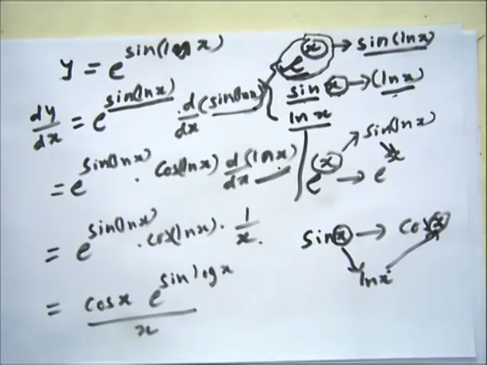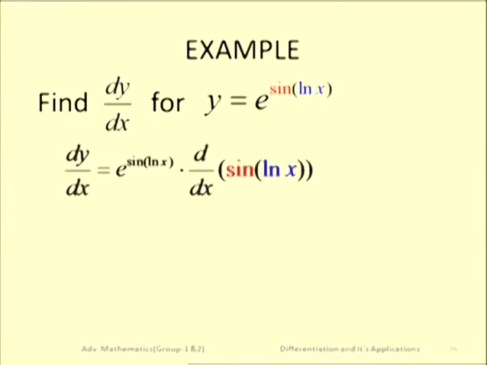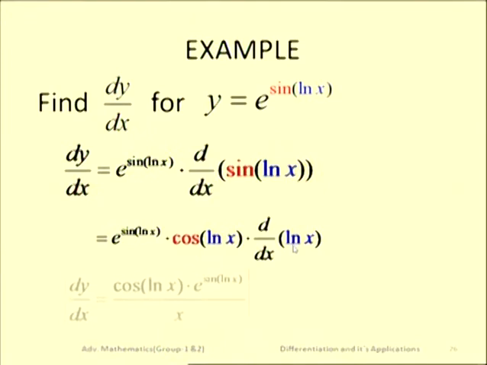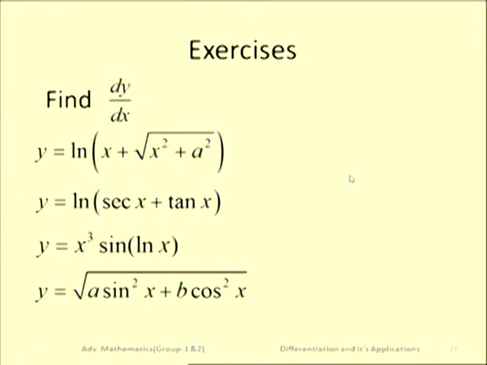In the slide, let us see the same thing. As we have seen, it is e raised to sine log x into derivative of sine log x. Now, derivative of sine is cos, so it is cos log x into derivative of log x. So this is derivative of y with respect to x. Here we have composition of three functions and we use chain rule 2 times, one here and another here. So we can differentiate the functions using chain rule in this way.